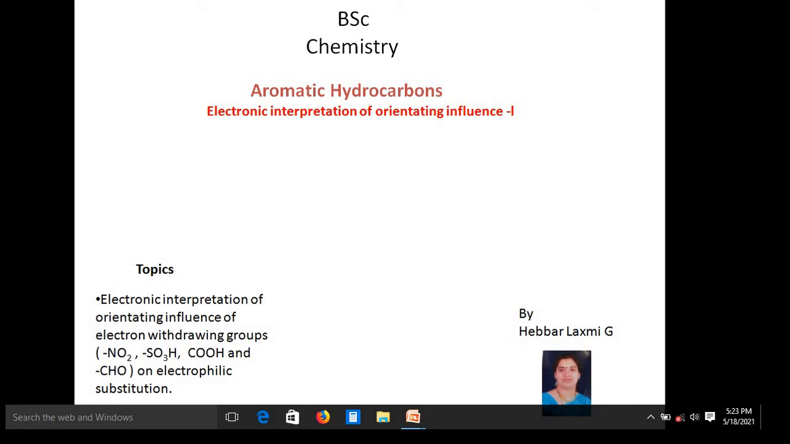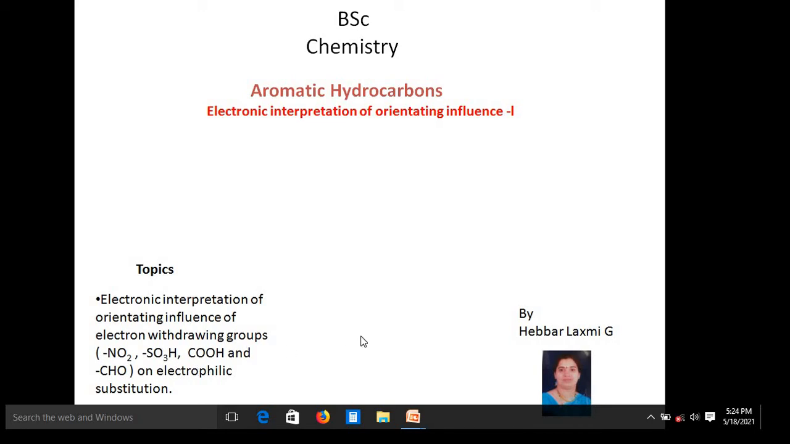Now this is the third session in aromatic hydrocarbons, in which we need to interpret the orienting or directing influence of the substituent present in mono-substituted benzene while we carry out di-substitution by the electrophilic method. In this part 1, we discuss the electronic interpretation of the orienting influence of electron withdrawing groups on electrophilic substitutions. Here we consider nitro group, sulfonic group, carboxylic group and aldehyde group, which are mentioned in your syllabus.